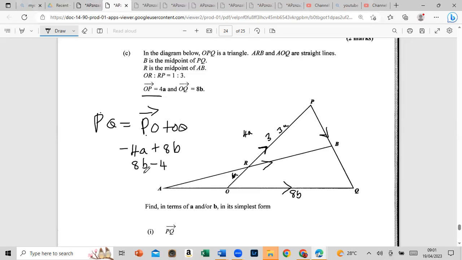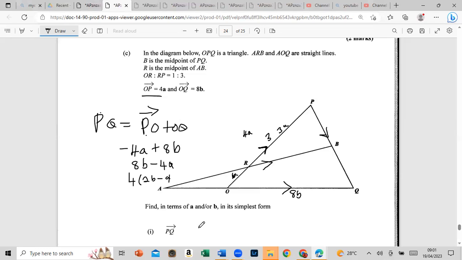You can factor out the 4. So factor out 4, and then we have 2b minus a. That would be from P to Q. So that's the first thing that it asks us to find, from P to Q.